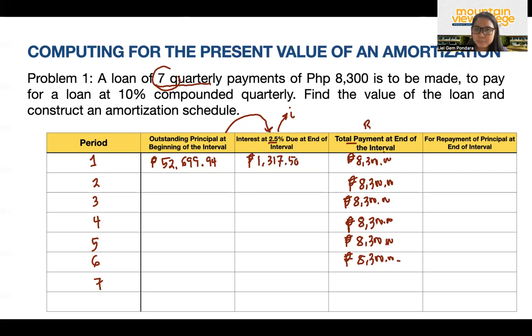Now, after this one, the repayment for the principal is the regular payment minus the interest. What do I mean by that? If you're paying 8,300 every quarter, the 1,317.50 is taken first as the payment for the interest. So we have 8,300 minus 1,317.50. What's left to be paid by the principal is only 6,982.50. Can you follow?